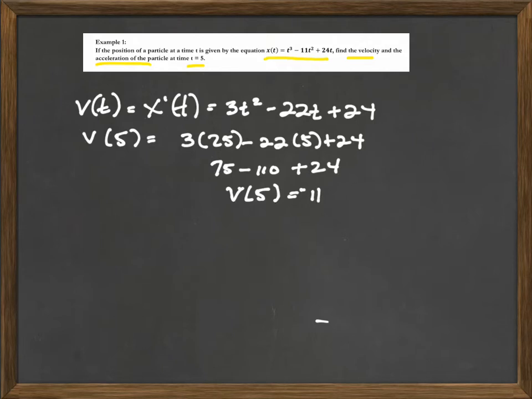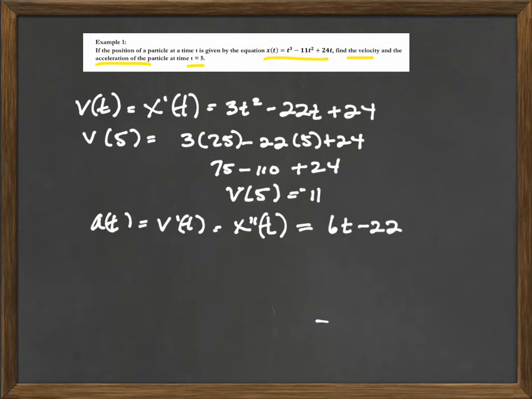Then you'll start with a of t, and you'll say that that is v prime of t, or you could even say x double prime of t, really showing what you know here. Remember, it's all about showing what you know. And that's equal to 6t minus 22. And then a of 5 is equal to 30 minus 22, which equals 8.